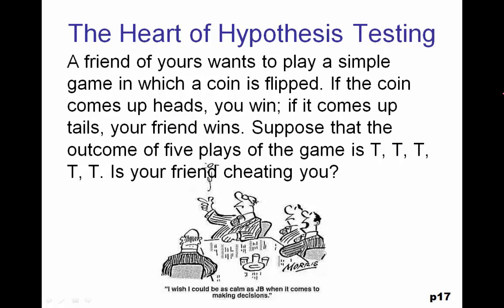A friend of yours wants to play a simple game in which a coin is flipped. If the coin comes up heads, you win. If it comes up tails, your friend wins. Suppose that the outcome of 5 plays of this game is tails, tails, tails, tails, tails. Is your friend cheating you?